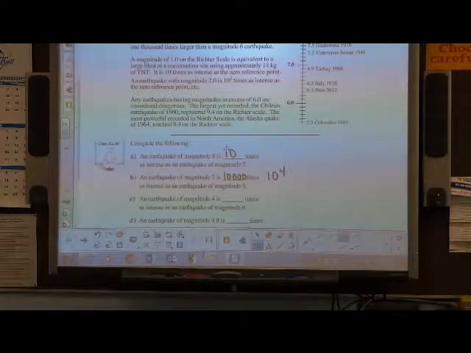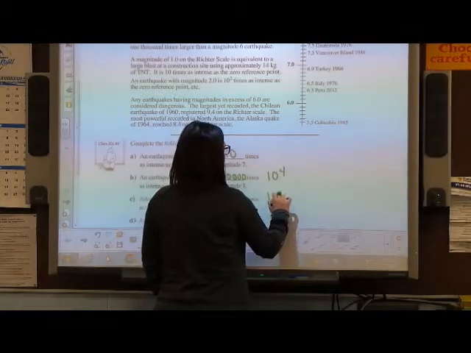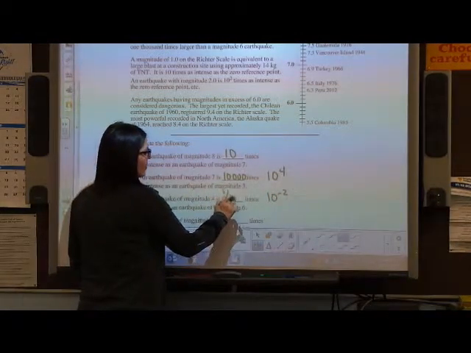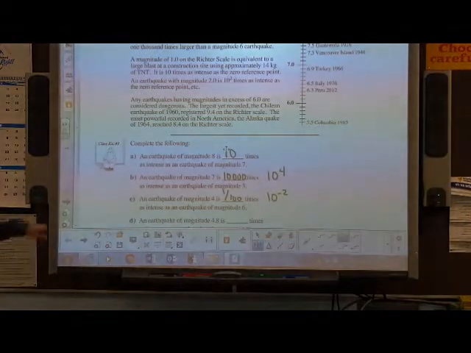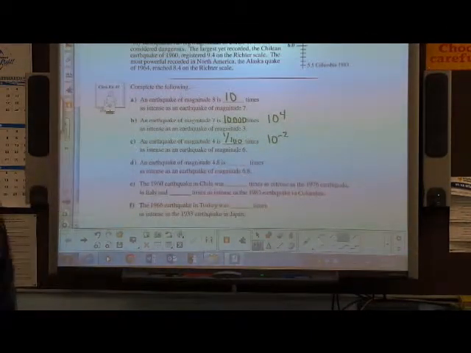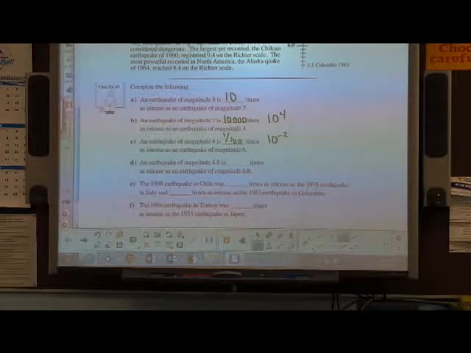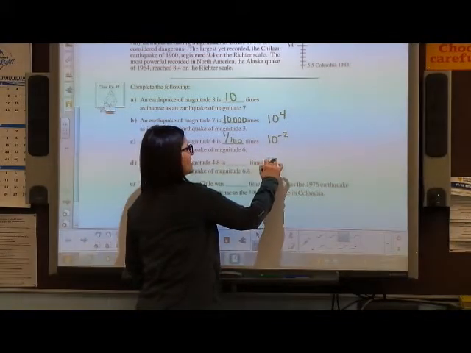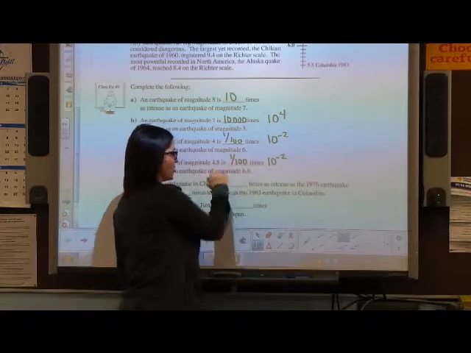An earthquake of magnitude 4 is how many times as intense as an earthquake of magnitude 6? Power of negative 2. Good. So it'd be 1/100th as intense. An earthquake of magnitude 4.8 is how many times as intense as an earthquake of magnitude 6.8? That would still be the same as before, 1/100th, because it's 2 levels below.